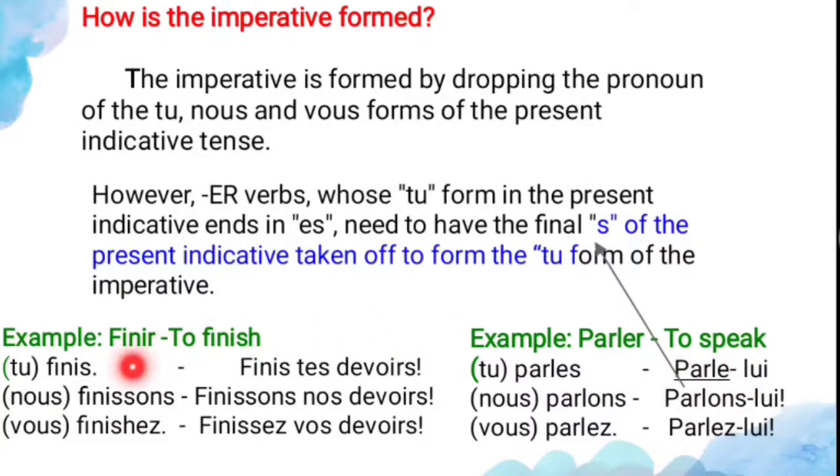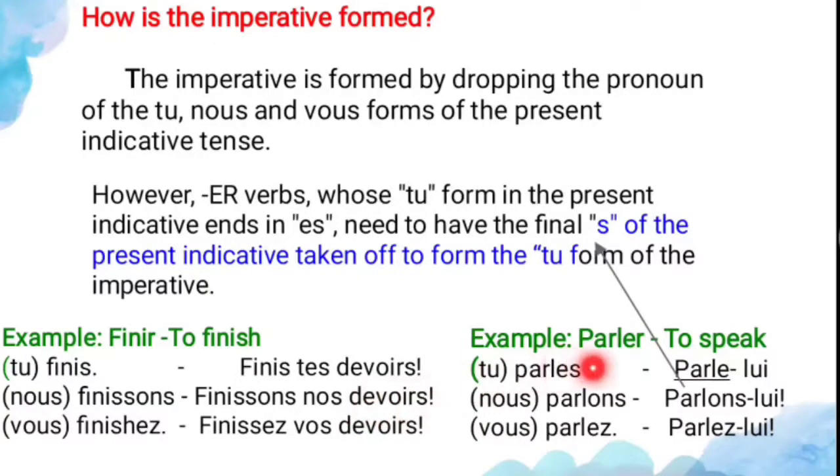And see the example, finir. Finir means to finish. And the next verb is parler. Parler means to speak. So this is the conjugation for the imperative. You can use these 3 subjects only: tu, nous and vous. For finir: finis tes devoirs, finish your homework. So this is the order. And finissons nos devoirs, so let us finish our homework. And finissez vos devoirs, finish your homework. So these are like commands or orders.